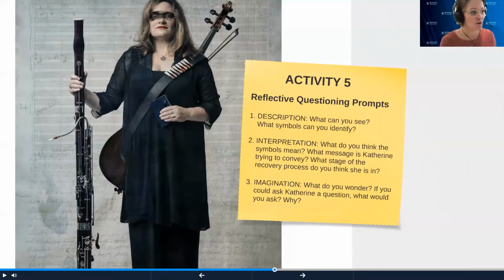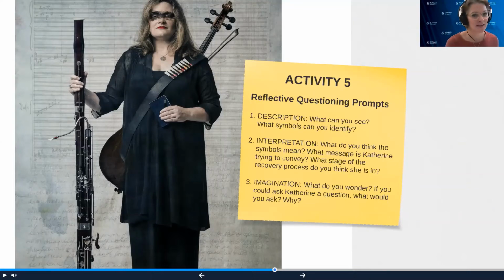So we asked, well, what do you see? What are the symbols that you can see in this portrait? What do you think the symbols mean? And what message is she trying to convey to you? And what stage of the recovery process might she be in?